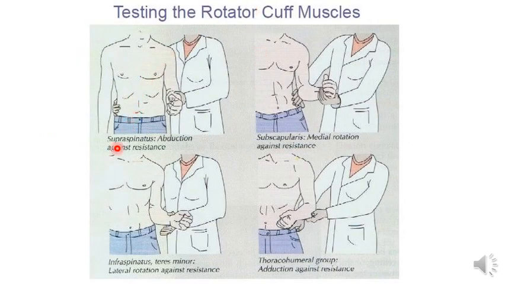So here you can see the supraspinatus, the abduction against resistance. You need to stand behind the patient and ask him to do abduction against resistance and look for any pain. Then subscapularis, ask him to do an internal rotation and look for any pain. The infraspinatus, here the external rotation against resistance. And this is the thoracohumeral region, so this is adduction against resistance. Find out if there are any problems in this, which can indicate rotator cuff problems.